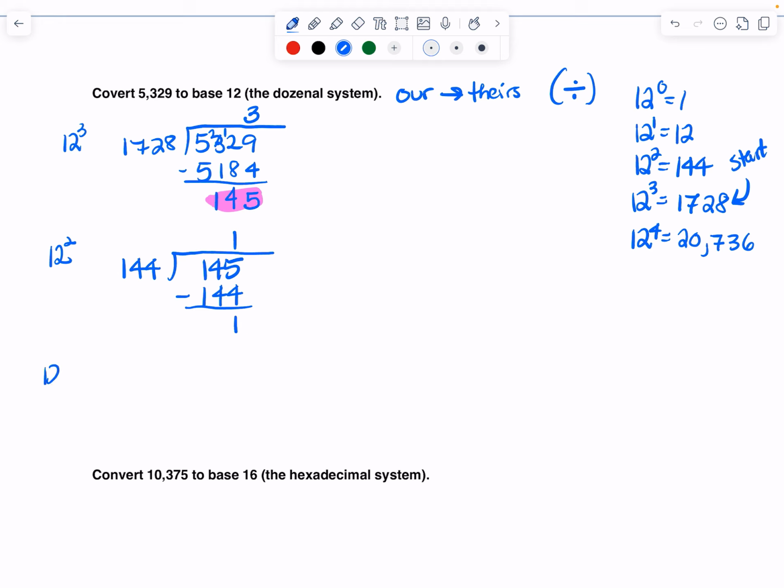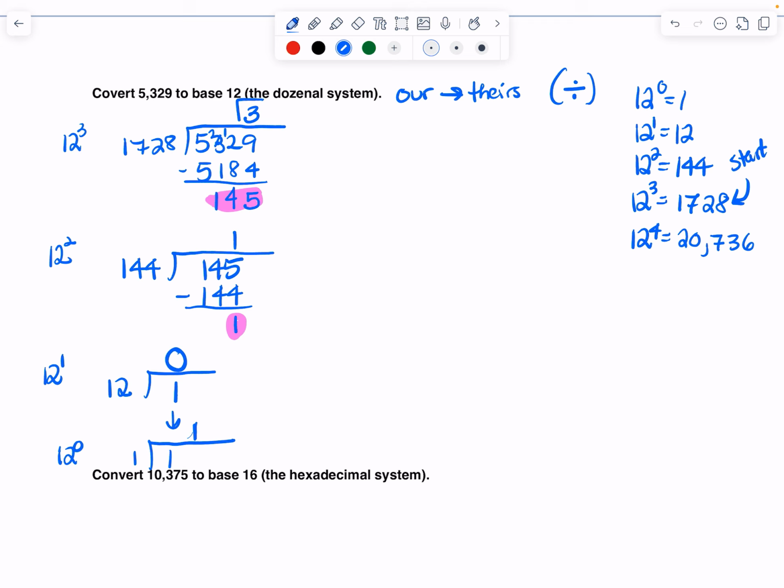Now I'm going to drop down to 12 to the first. So 12 to the first is 12, and I'm going to divide 1, which is my remainder, by 12. And we know that doesn't work, so I'm going to put in a place value of 0. So I'm going to drop the 1 down to the next place value, which is 12 to the 0, which is 1. 1 divided by 1 is 1.